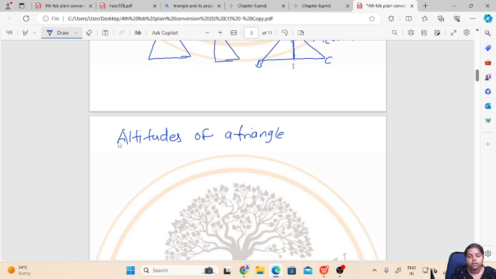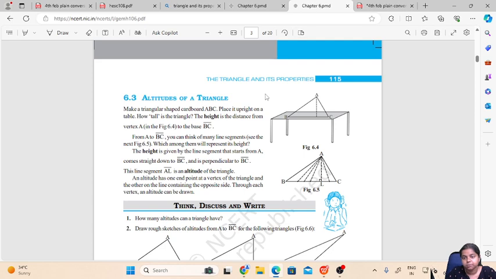Altitudes of a triangle. Let's consider this as a triangle, and suppose this is the height of the triangle, which is perpendicular. It looks like a samosa, but consider it as a triangle. You draw it in your book with the help of a ruler. I can't draw it here with a ruler, so you draw it properly. Suppose consider this as the height of the triangle. We'll see it in the 3D picture here.